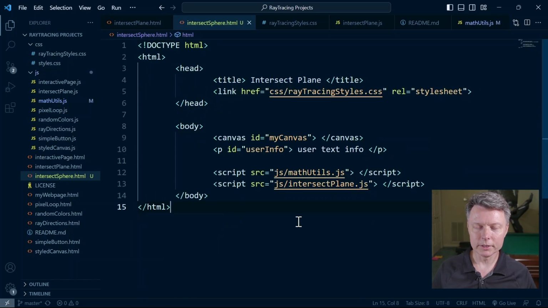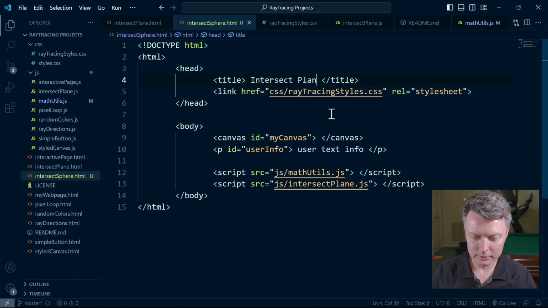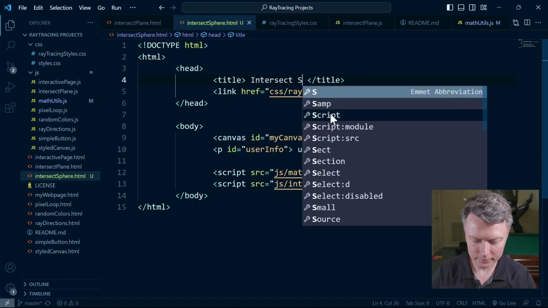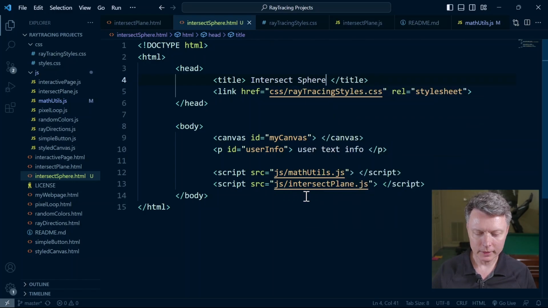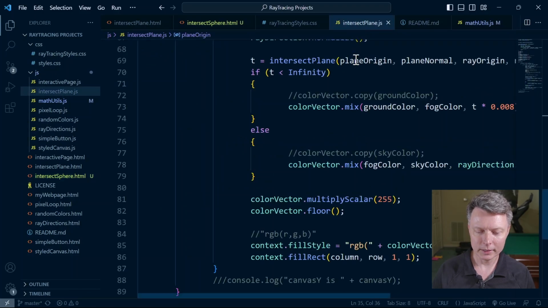And before we go any further, let's change the title so we don't get confused. So change plane to sphere. And in a moment, we'll come back and update this file path because right now it's going to intersect plane. And speaking of that, let's go to intersectPlane.js, the one we did last time.